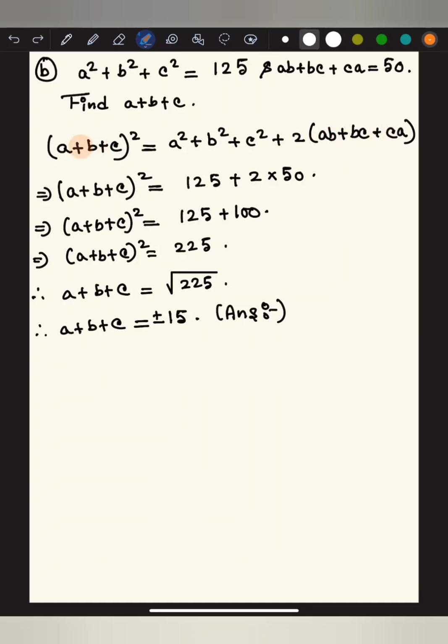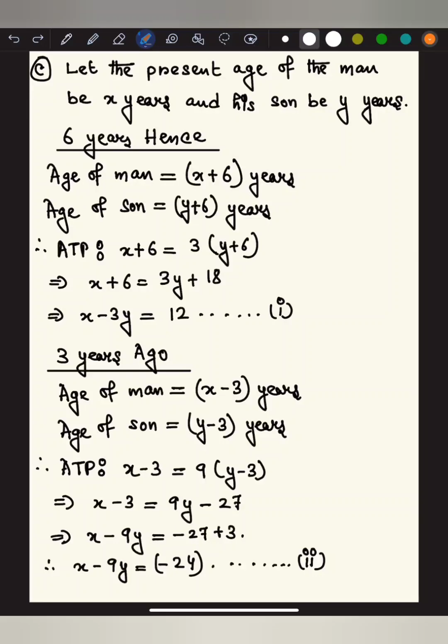So I have just written that, which implies a plus b plus c whole square equals to a square plus b square plus c square is 125 and 2 into ab plus bc plus ca is 50. So 125 plus 2 into 50, which implies a plus b plus c whole square equals to 125 plus 100, which is equals to 225. Therefore a plus b plus c will be equals to square root of 225, which is equals to plus minus 15. Got it?